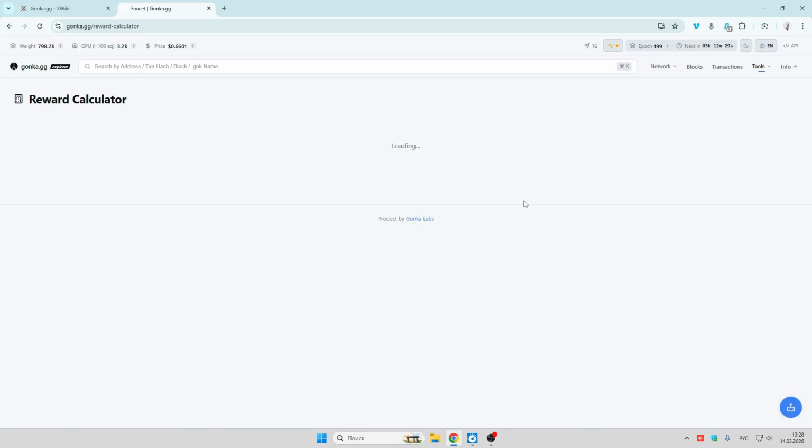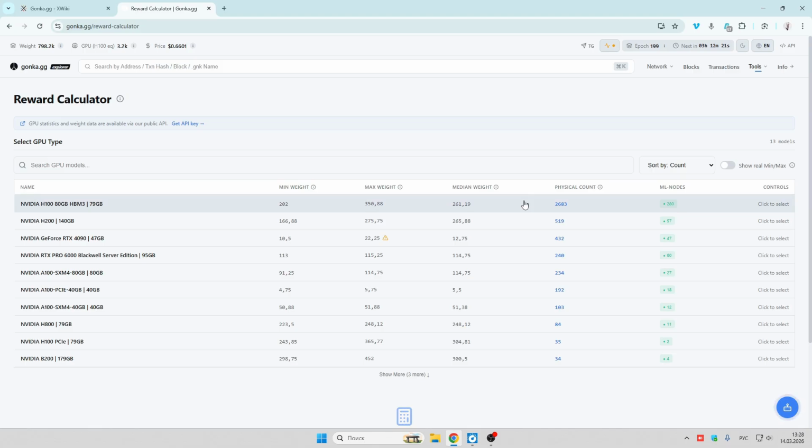It's underrated. Maybe many people don't know about it, but what's great is that here we'll see, though it takes a while to calculate, because it uses up-to-date data on the weight of each card. So here it's determined, see, right here, max weight, and here's the median value. This is what we look at. And based on this median value, you can roughly calculate how many rewards you received for each specific epoch.